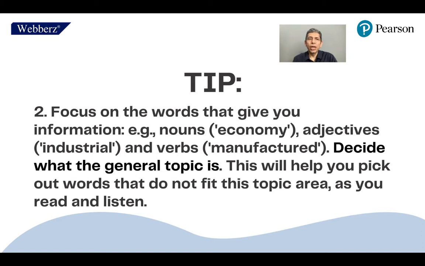Tip number 2, focus on the words that give you information. For example, nouns, verbs, adjectives. Like in case of nouns, we have economy. In case of adjectives, we have industrial. In case of verbs, we have manufactured. Decide what the general topic is. This will help you to pick out the words which do not fit in this area. As you read and listen, you can figure out what is wrong.